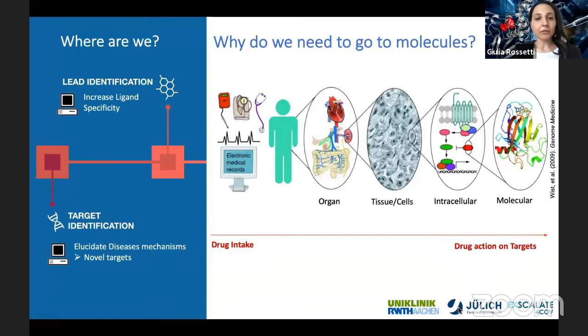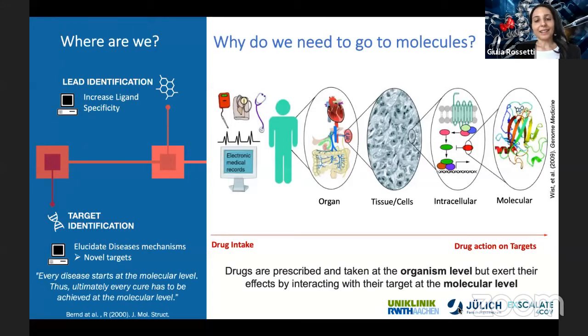The reason why we can do this is that despite a drug being administered at the level of the patient, and its effect being checked at the level of the organ and maybe tissue, as a matter of fact the effect of a drug is exerted by interacting at molecular level with the target. Around 10 years ago, a very important concept was established in molecular medicine: every disease starts at molecular level, and thus ultimately every cure has to be achieved at molecular level.